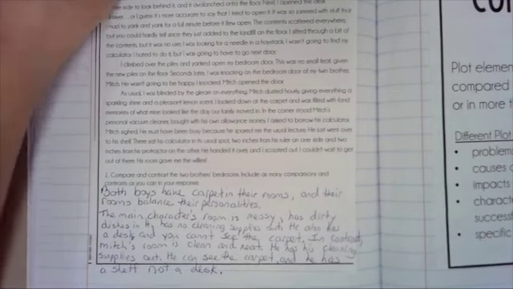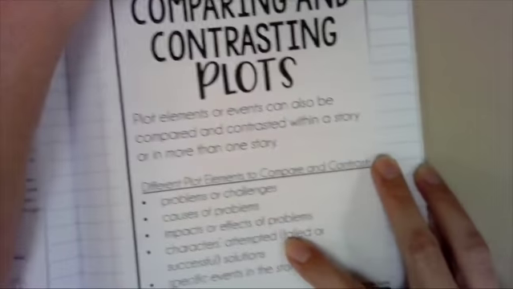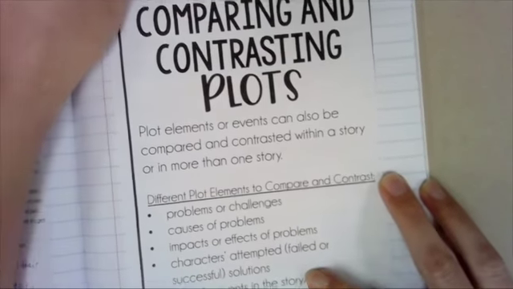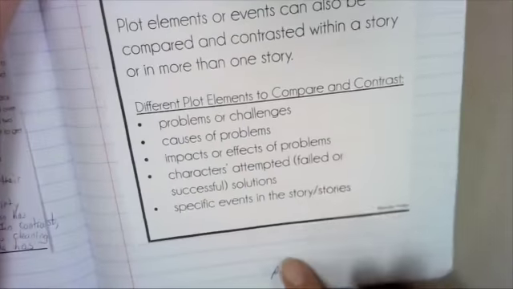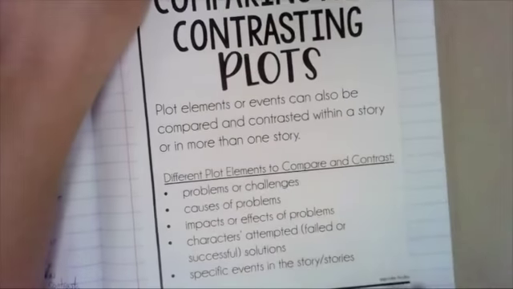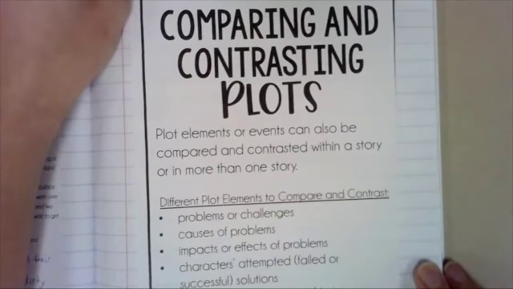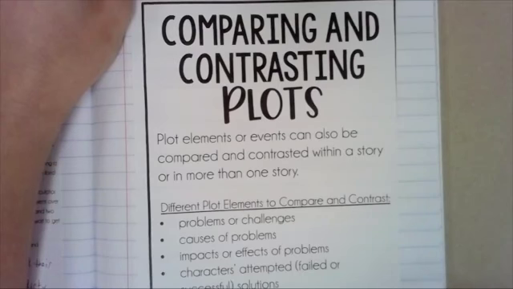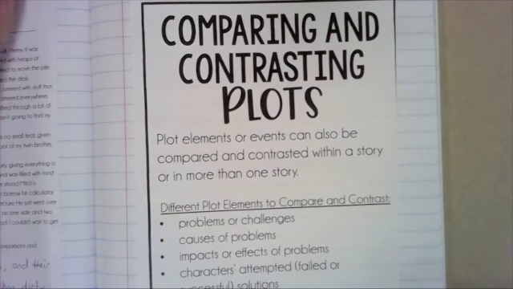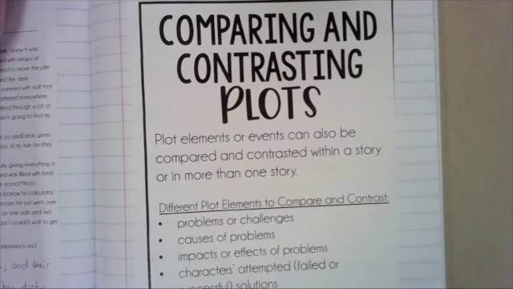Now, if we look on page 17, you want to glue this on page 17 and make sure you write page 17 wherever you're keeping up with your numbers. This is about comparing and contrasting the plots, or the plot elements or the events. These are the things that happen in the story, and there's always more than one in the story.